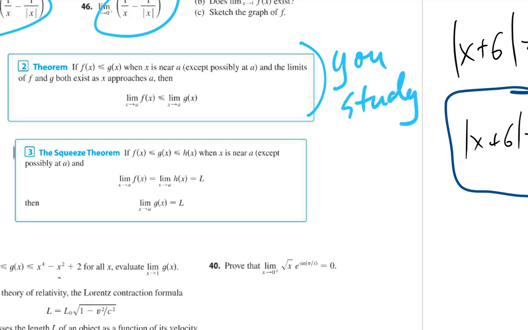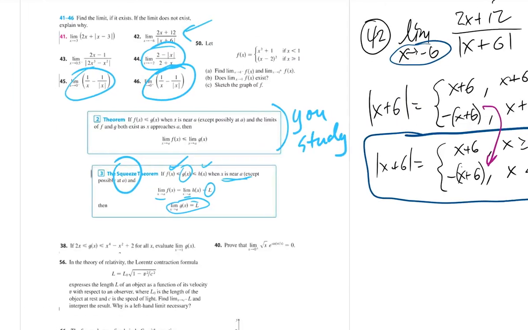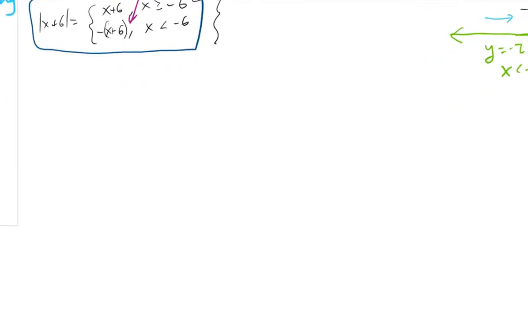This is all in the book, by the way. This is called the squeeze theorem. And what this says is if the limit of f and h is L as x is going to a, and g is between them when x is near a, then the limit of g has to be L also. So it's easier if you see a graph of this, actually. So let me graph this.